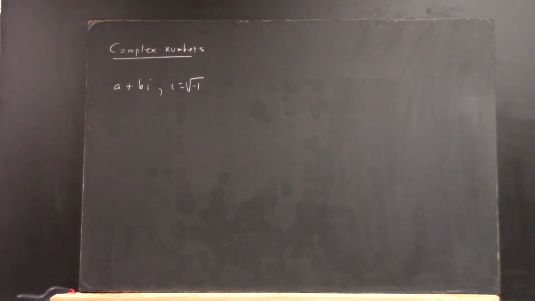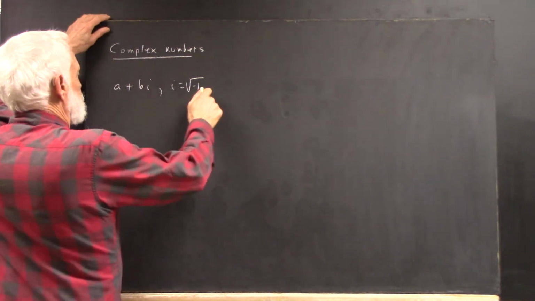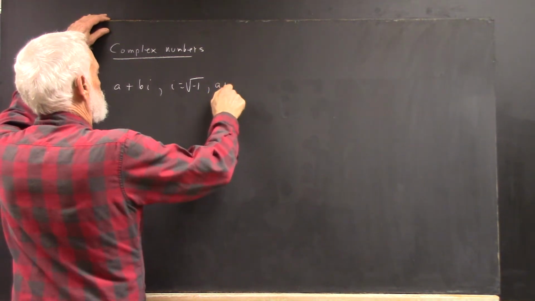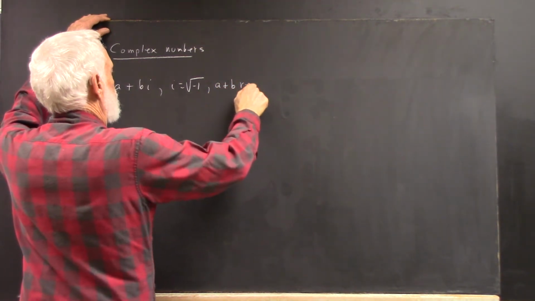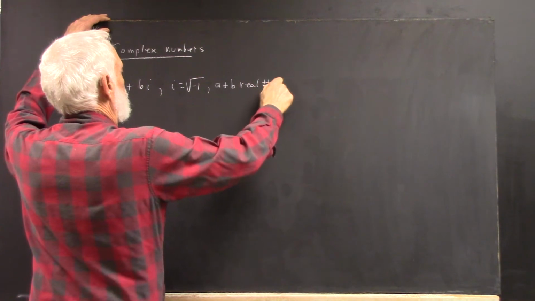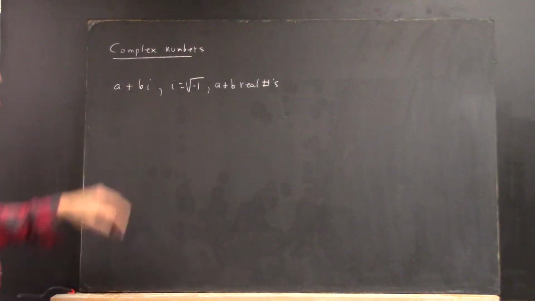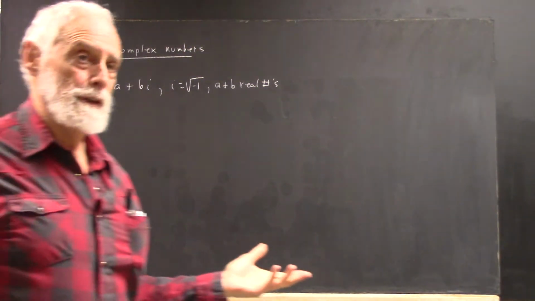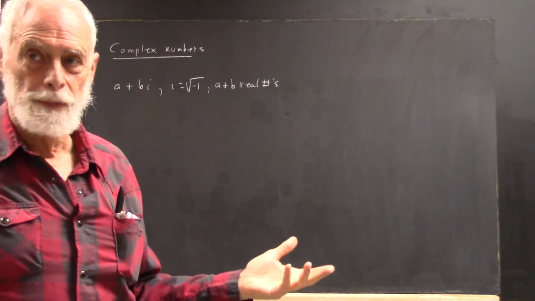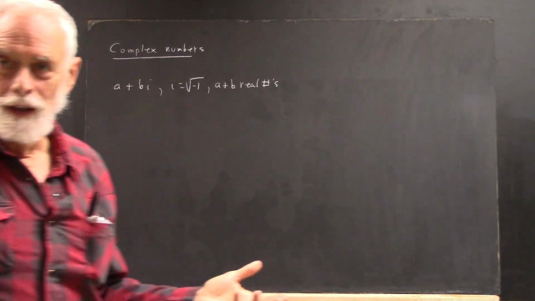Okay, it's a plus bi, where i is the square root of negative 1. a and b are real numbers. You've seen this before. You can't have gotten through Algebra 1 and Algebra 2 courses without seeing complex numbers.